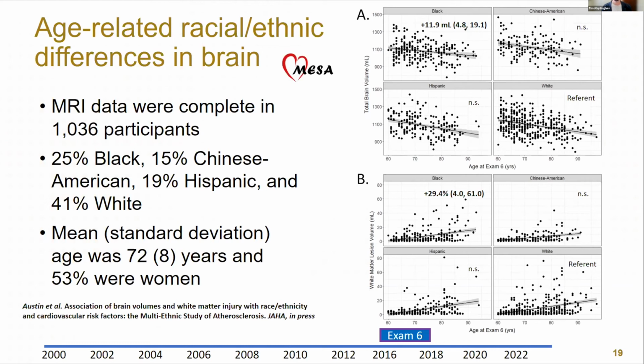What you'll notice in panel A is that compared to the largest group in MESA, which are white individuals, there were non-significant differences in total brain volume across age among Hispanic and Chinese American participants. Among Black participants, they tended to actually have larger brain volume compared to white participants. African American or Black participants also had higher white matter hyperintensity burden, a measure of small vessel disease in the brain as well.